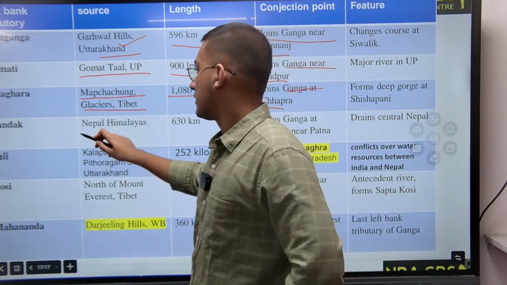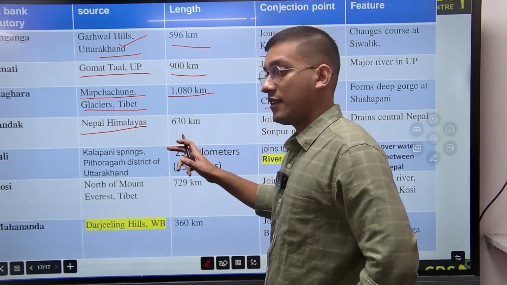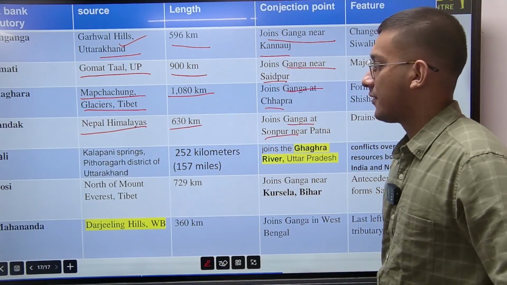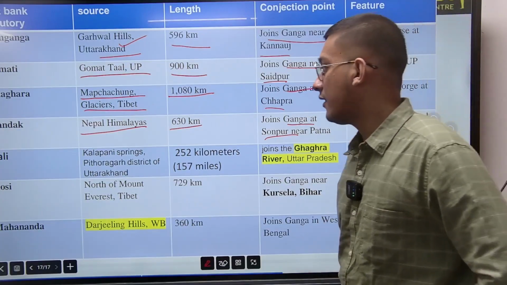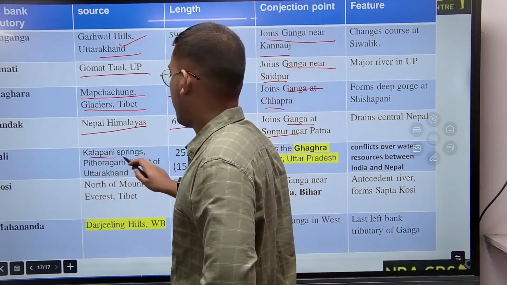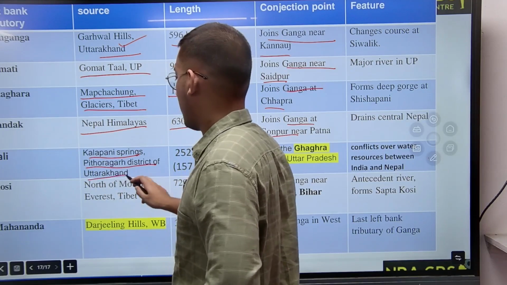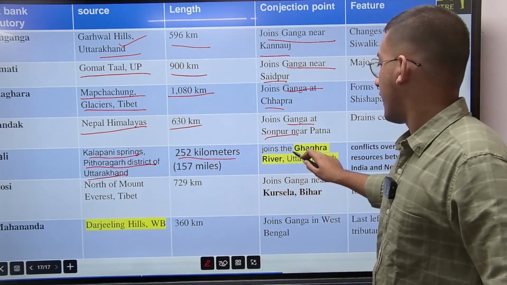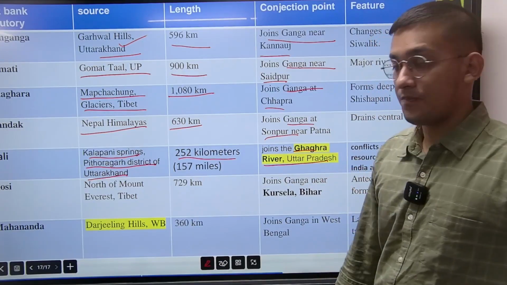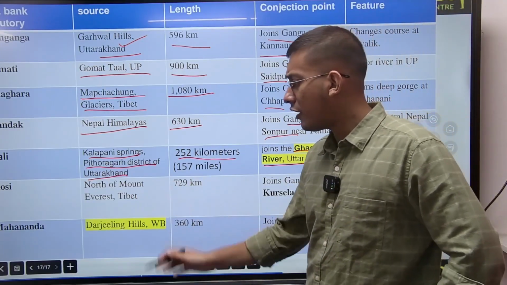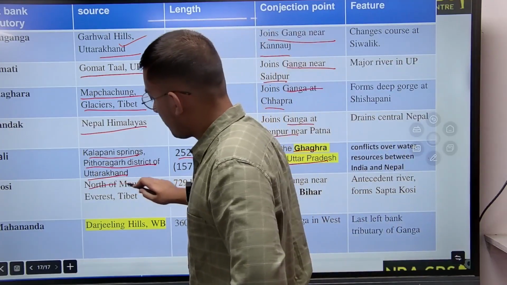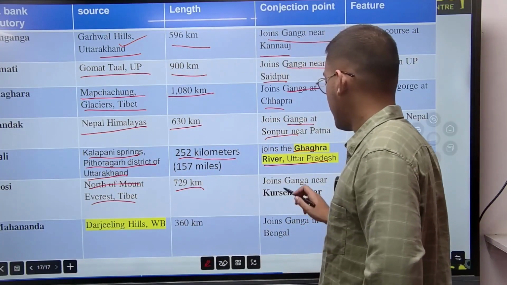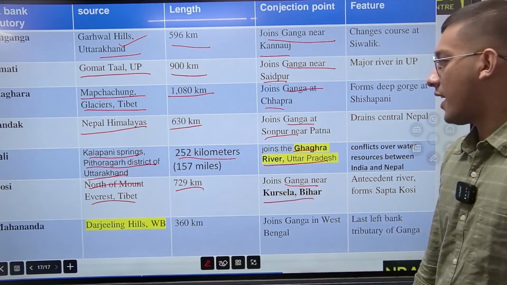Then we have Gandak, starts at Nepal Himalayas. Distance is 630 kilometers, joins Ganga at Sonpur near Patna. Right? Then we have Kali. Kali starts at Kalapani Springs, Pithoragarh district of Uttarakhand. Full distance is 252 kilometers, joins Ghagra River in Uttar Pradesh. Done. Then we have Kosi. Kosi starts north of Mount Everest in Tibet. The total distance is 729 kilometers, joins Ganga at Kursela, Bihar.